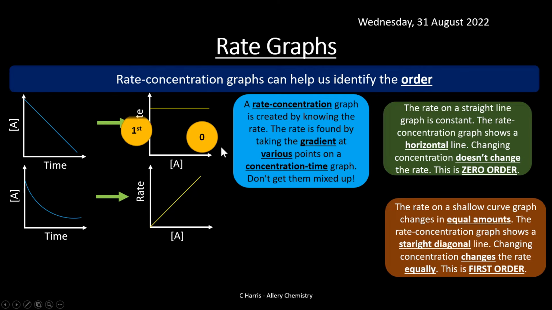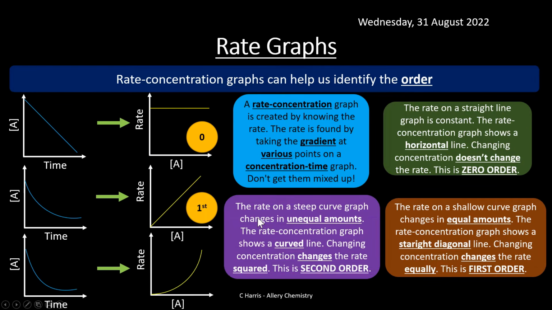If we look at another one, here the concentration is decreasing faster initially and then slowing down over time. If we take the gradient at various points across this line, the rate is actually changing. It's faster here, and then it's slowing down over this period of time. When we plot this on a graph of rate against concentration, we get a straight diagonal line upwards. When we see this on this type of graph, it's first order.